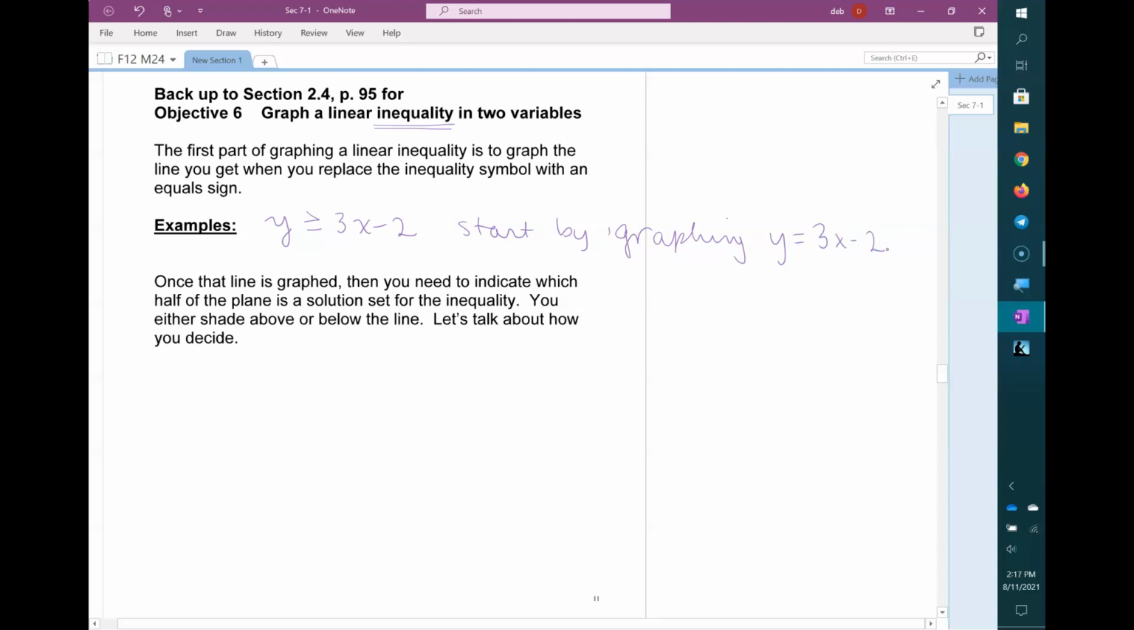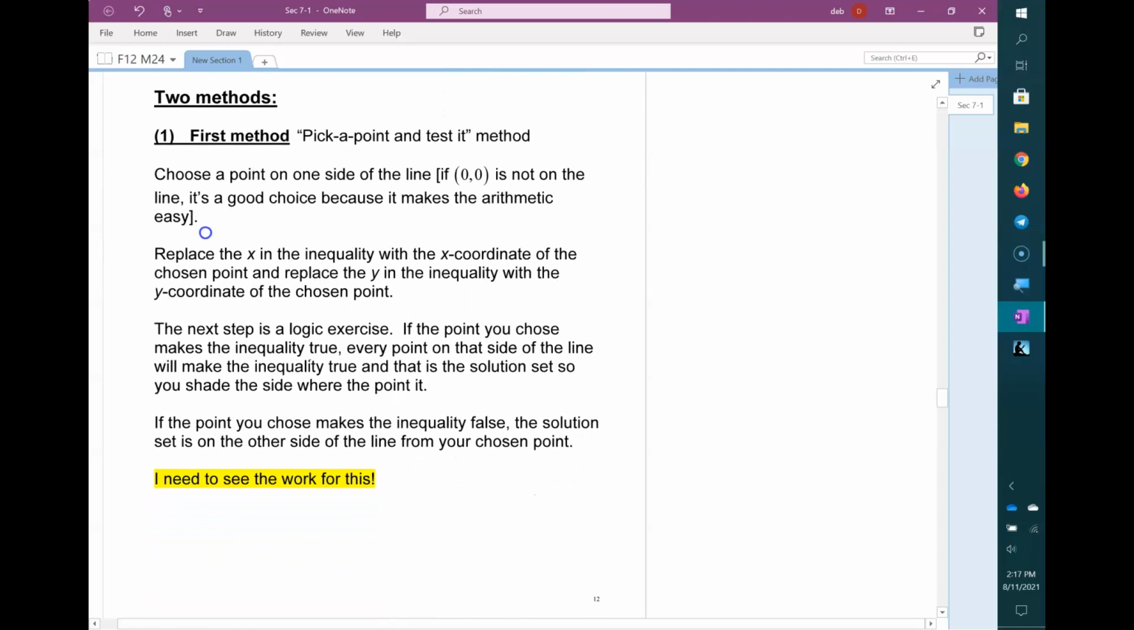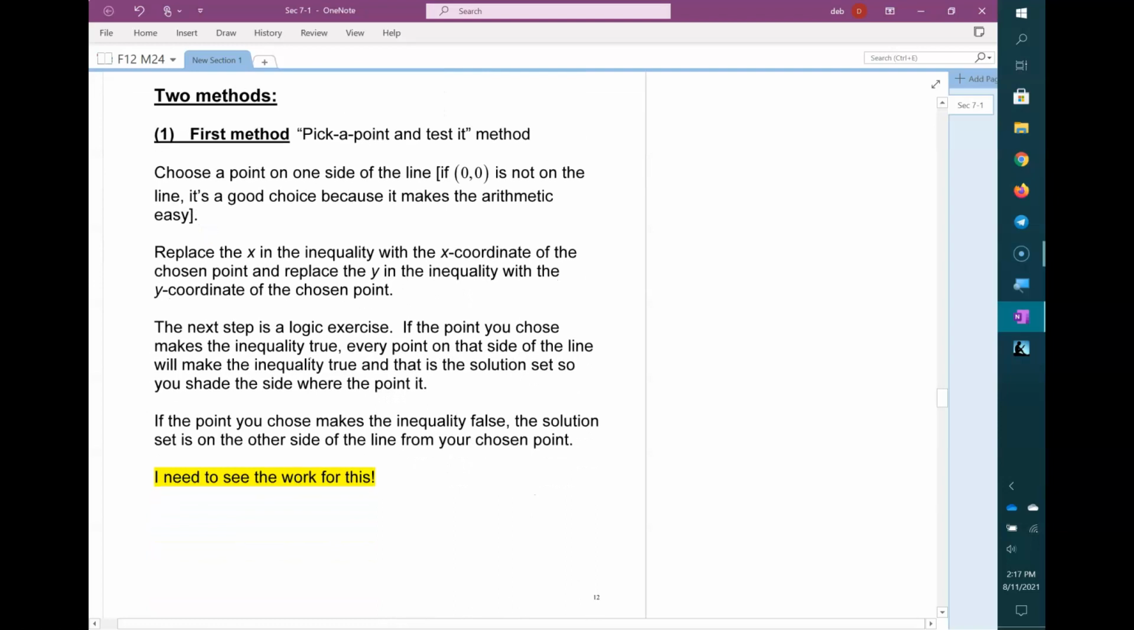Once that line is graphed, you need to indicate which half of the plane is a solution set for the inequality. You either shade above or below the line. Let's talk about how you decide. The first method I call the pick a point and test it method. You choose a point on one side of the line. If 0, 0 is not on the line, it's a good choice because it makes the arithmetic easy. If 0, 0 is on the line, you'll have to pick a different point.